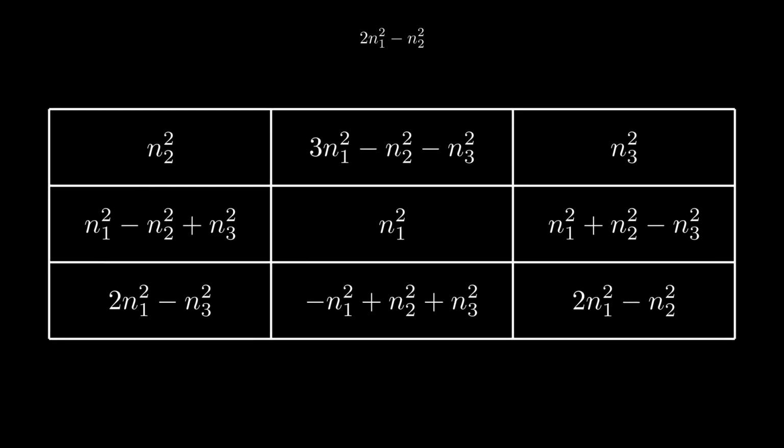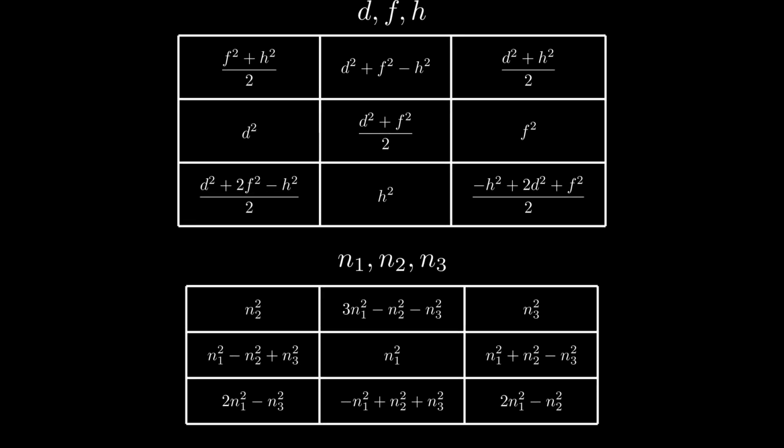Checking my work, if you were to try and do column, row, and diagonal sums, they should all give you 3 n1 squared, which is much nicer than the previous table. Notice that in the dfh table, we have 3 guaranteed squares in specific cells, but in the n1, n2, and n3 table, we also have 3 guaranteed squares in 3 different locations.